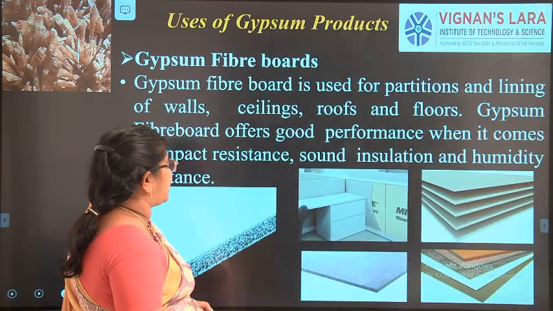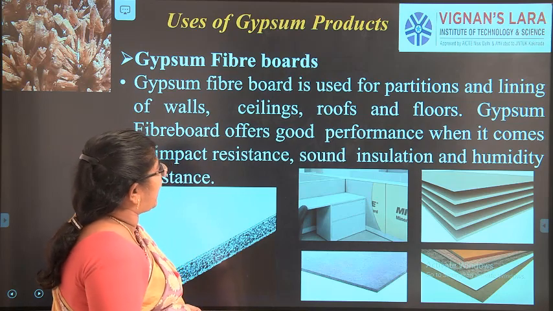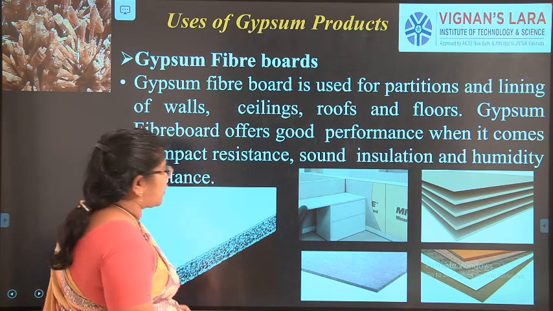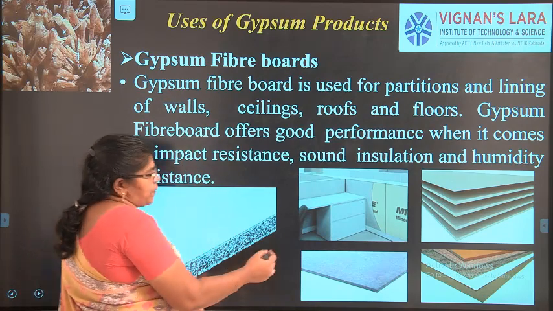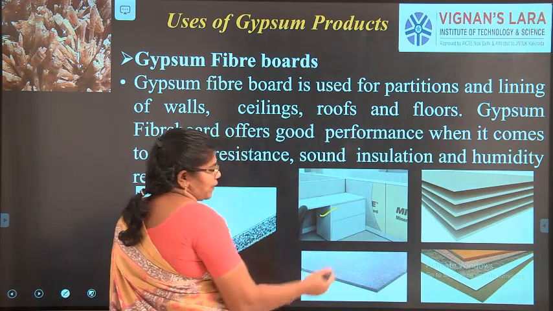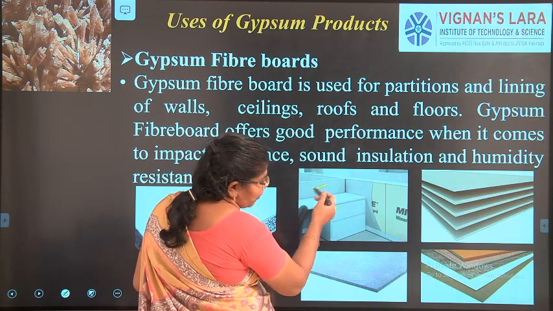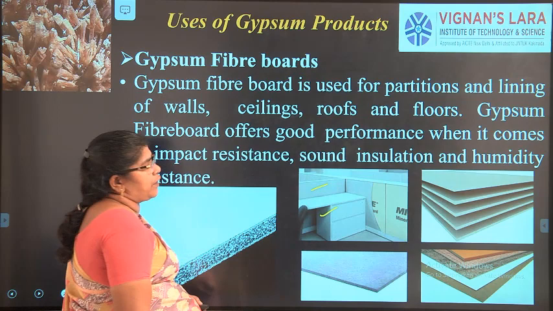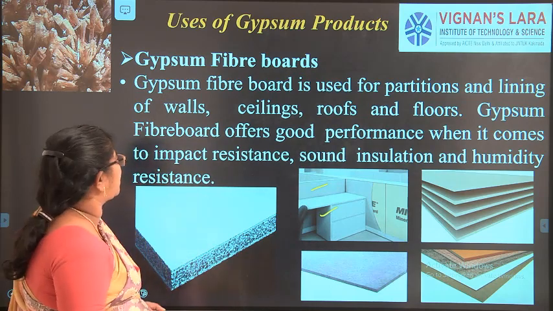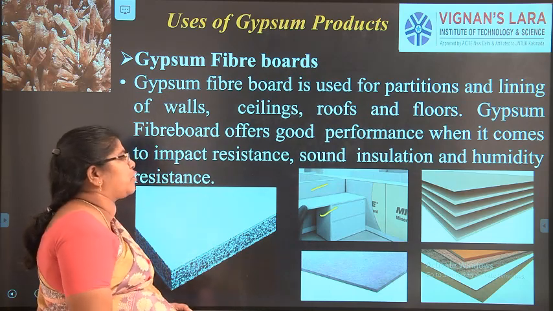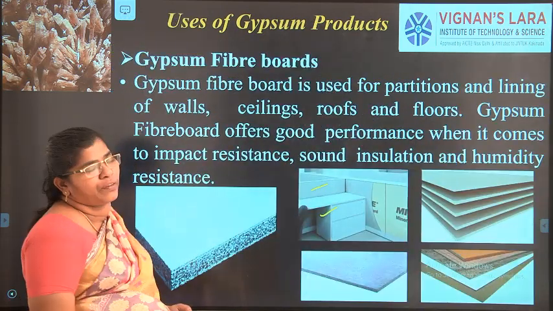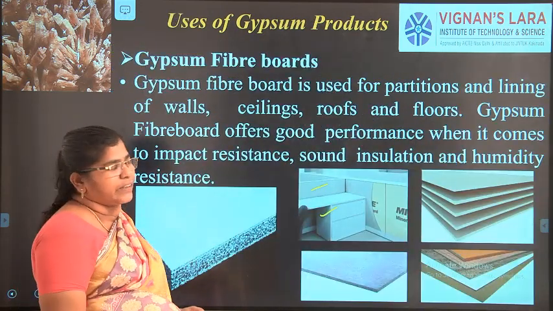So the next one is the gypsum boards. There we saw the gypsum blocks, and here we are seeing the gypsum boards. So gypsum boards are used for this purpose, right? It is used for tables and partition walls. It can be used for several other purposes, and it is available in different colors. It is used for lining of walls, ceilings, roofs and floors. And these are the uses of gypsum in the construction site.